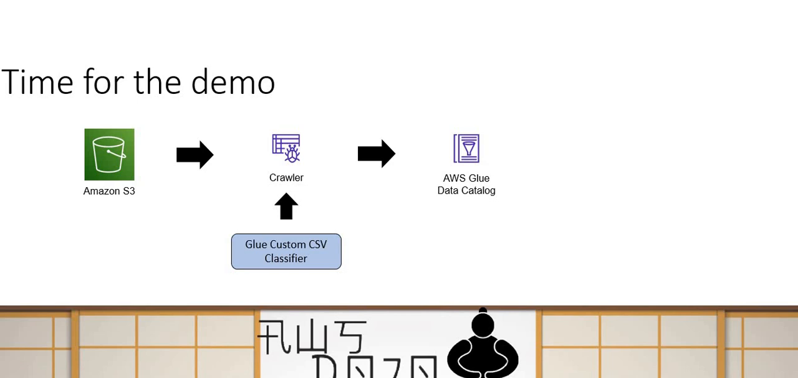What we are going to do is take up both of the scenarios we saw earlier, create a custom classifier, and then make it work with a crawler, and that will give us a catalog, and that should solve our problem. So let's get started.